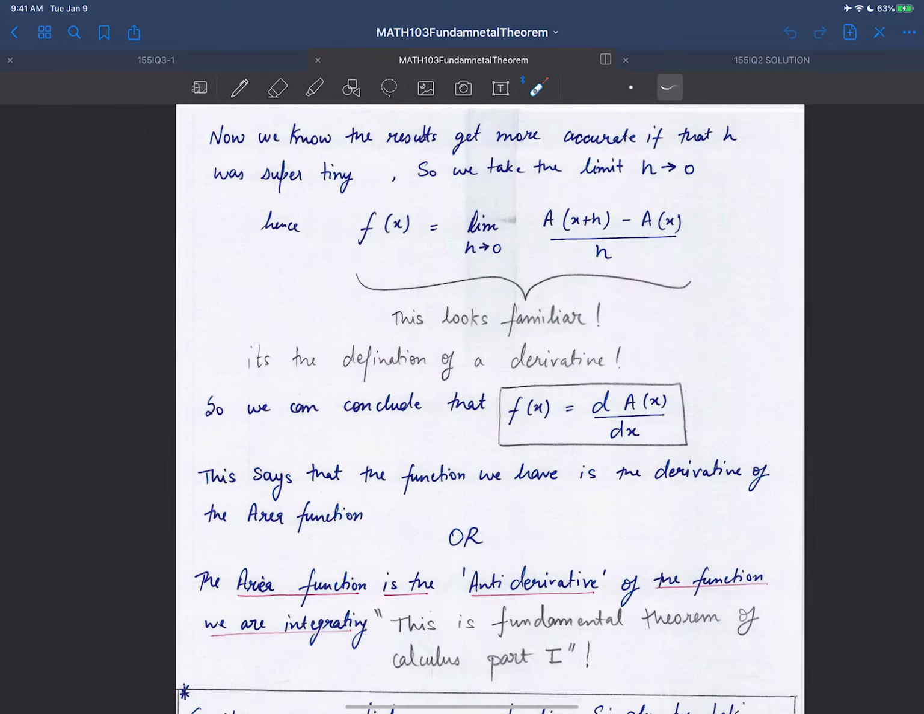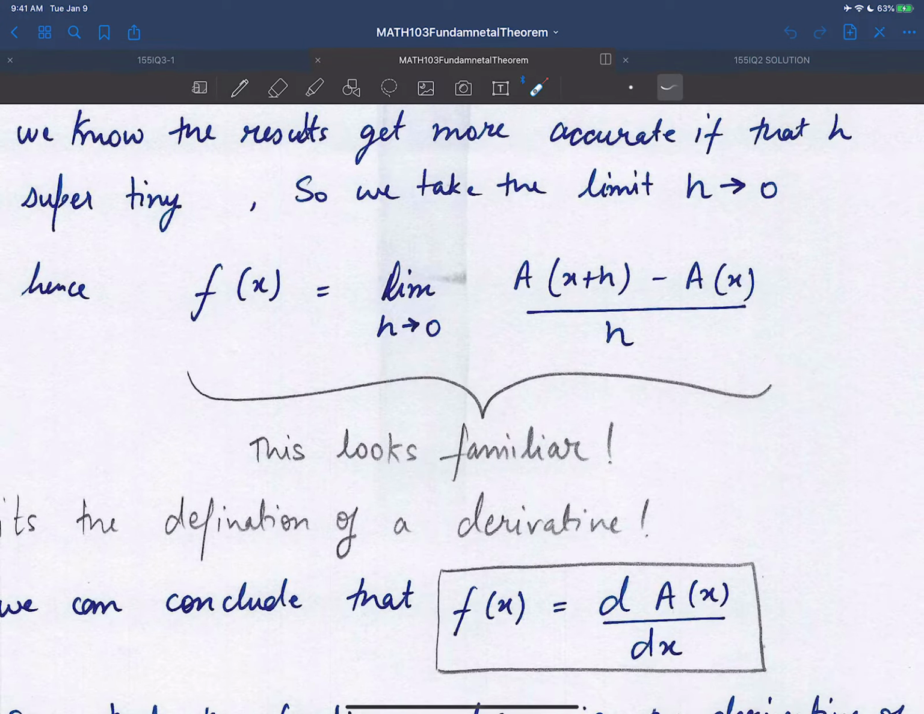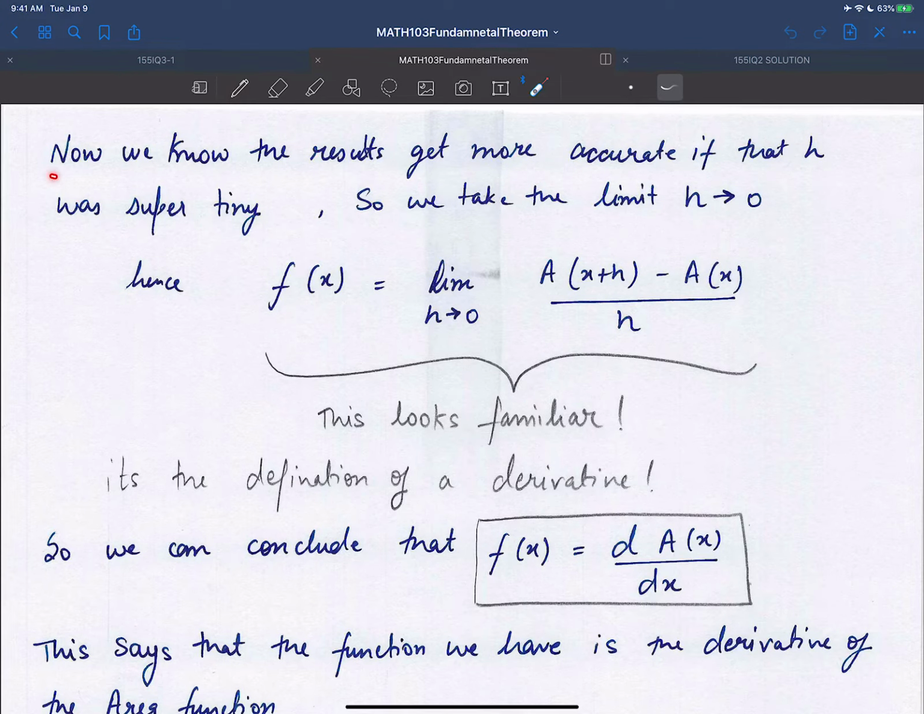Okay, now this is where it's kind of like the giveaway here. We know that the result gets more accurate if that h was super tiny. So we take the limit of h going to 0, and this expression is something that you should get a flashback from the previous calculus 1 course that you guys did. Okay, this here is the fundamental definition of a derivative.